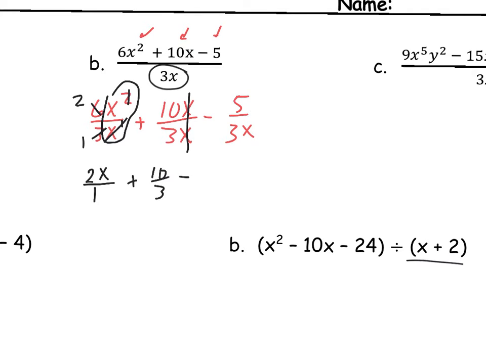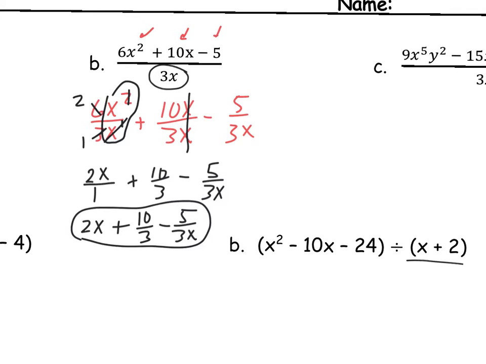And then the last one here, 5 and 3 have nothing in common. So that's just going to stay 5 over 3x. I guess you could clean this up and just say 2x plus 10 over 3 minus 5 all over 3x. And that would be your answer. Okay.